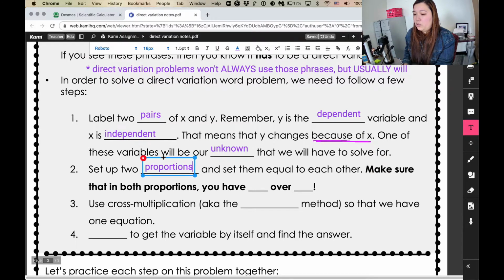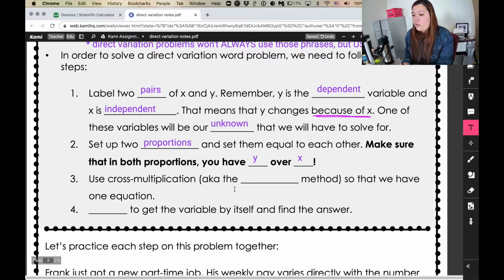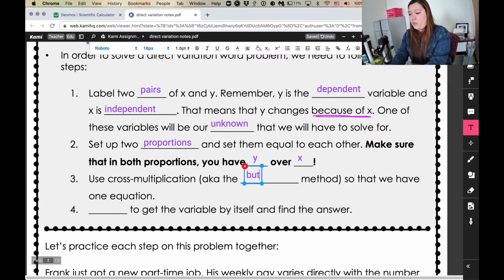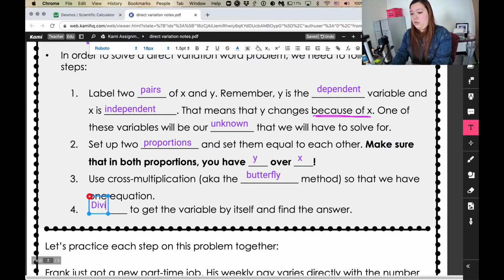So step 2, we set up two proportions, and we want to set them equal to each other. And important, we want to make sure that in both proportions you have y over x. So y always goes on the top, x always goes on the bottom. That's very important, and you have to be consistent with labeling. Step 3, we're going to use cross multiplication, or one of your previous teachers might have also called it the butterfly method. I guess because when you do the little circles, it looks like a butterfly. So you use that so that we have one equation. And so once you've multiplied everything out, our last step is to divide to get the variable by itself and find the answer.